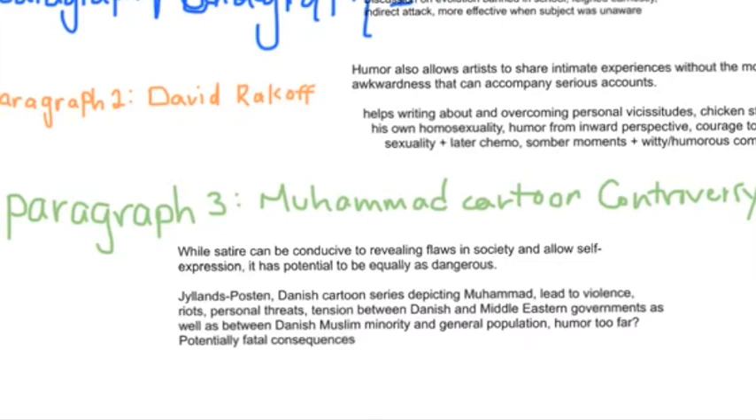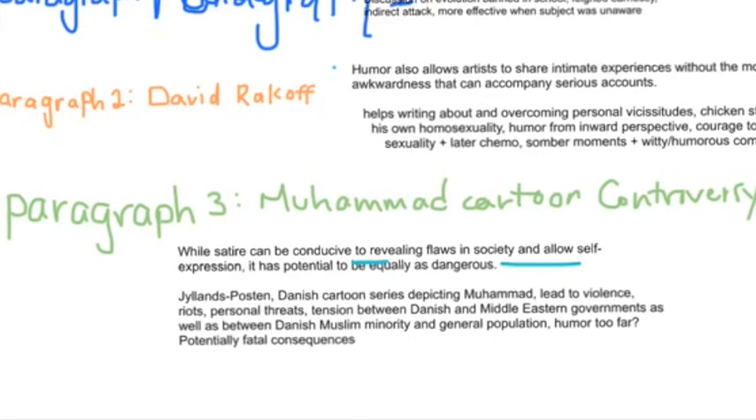And I bring up this Muhammad cartoon controversy, and so I say, while satire can be conducive to revealing flaws in society and allow self-expression, notice these 2 parts are referring back to paragraph 1 and paragraph 2. That's a nice way to tie them together without doing that awkward concluding sentence that really is unnecessary. I say it also has potential to be equally as dangerous.